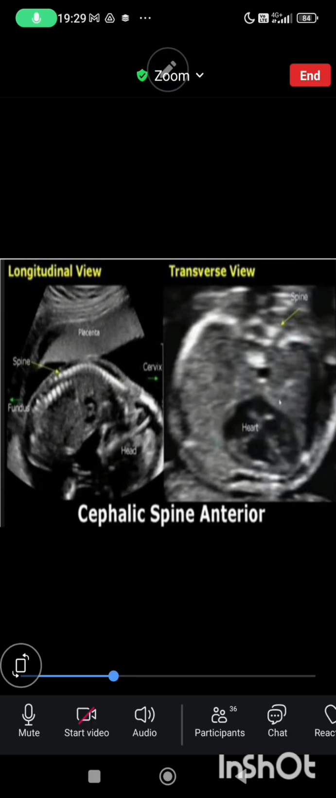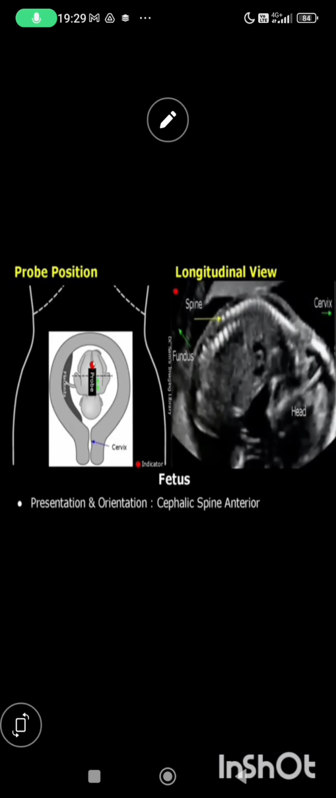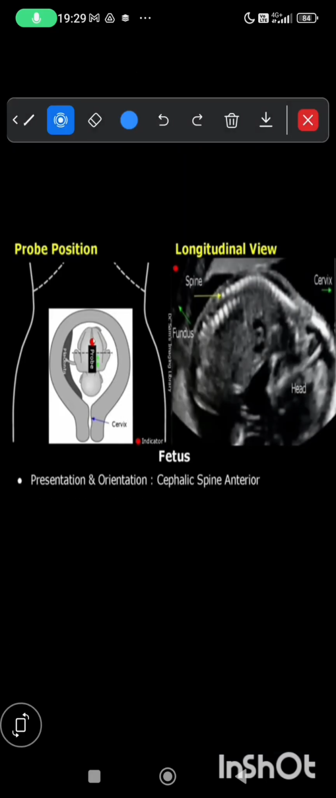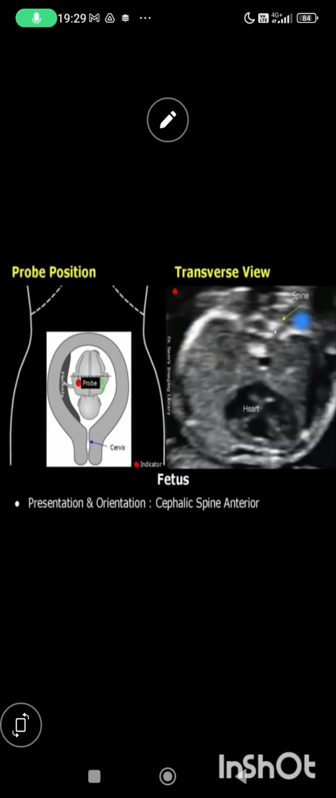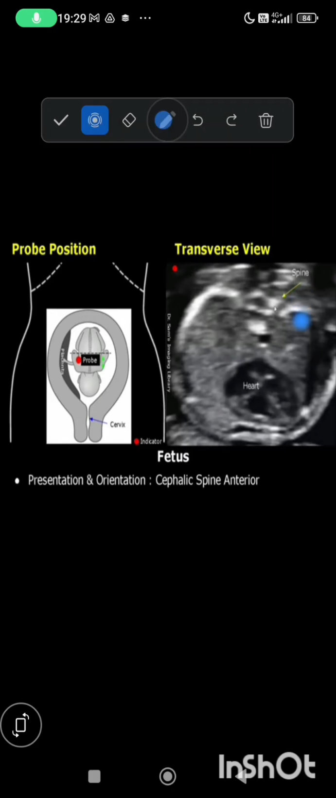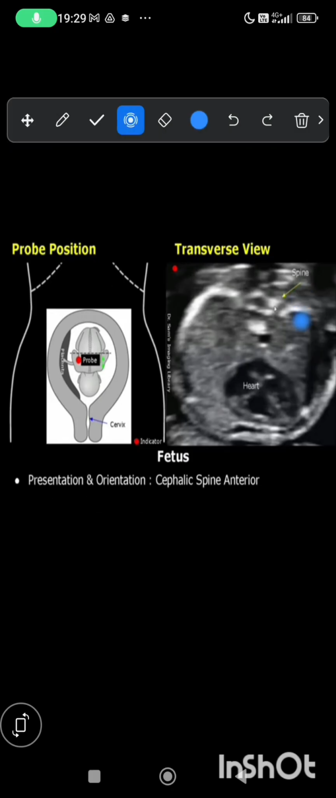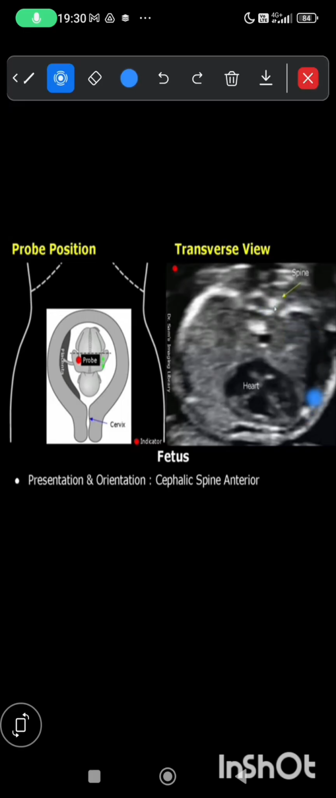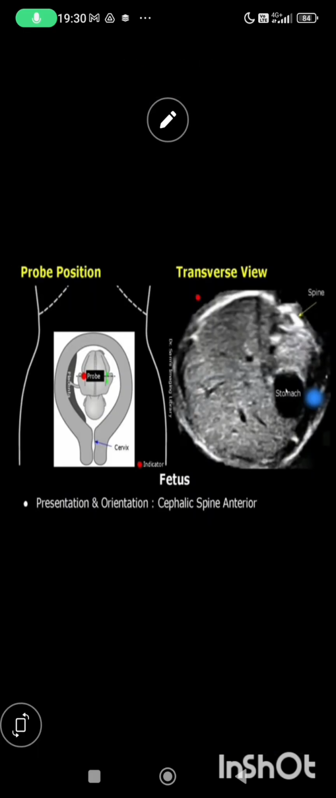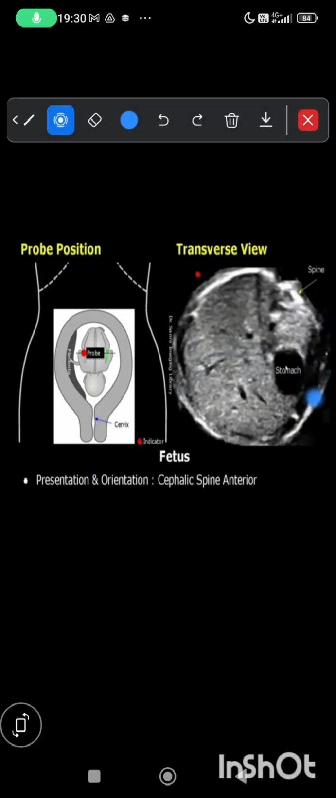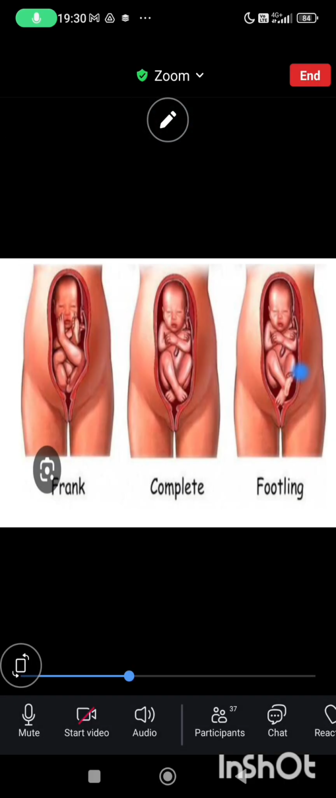And how do we place our probe? In the transverse orientation. This is another picture. We can see in the longitudinal view the head toward the cervix. In the transverse view we can see the spine and the heart. The relationship is clockwise and the probe is transverse. And here we can see the spine and stomach relationship is clockwise.